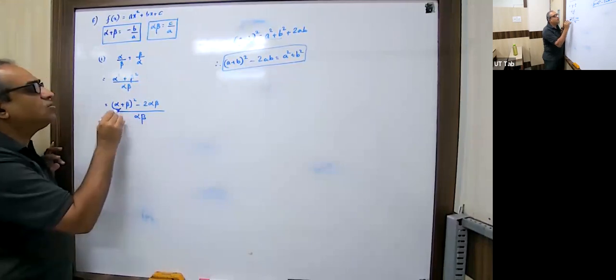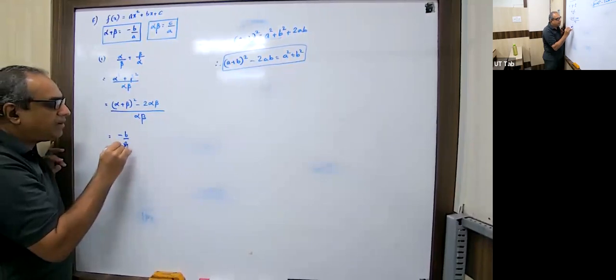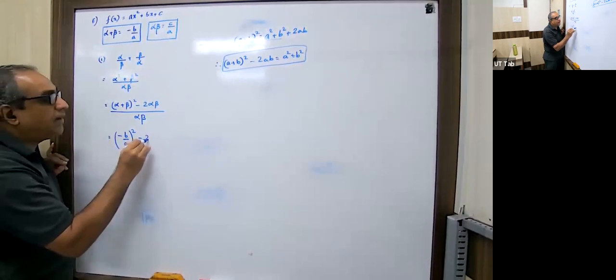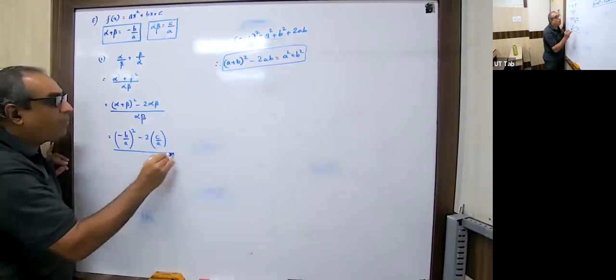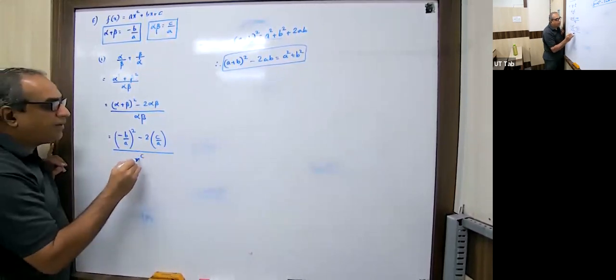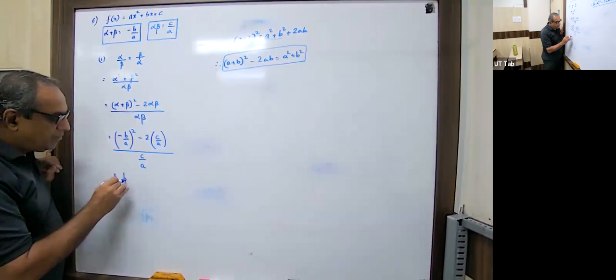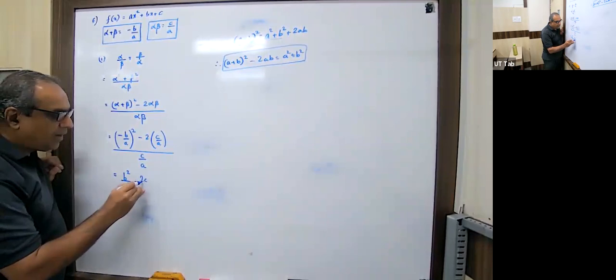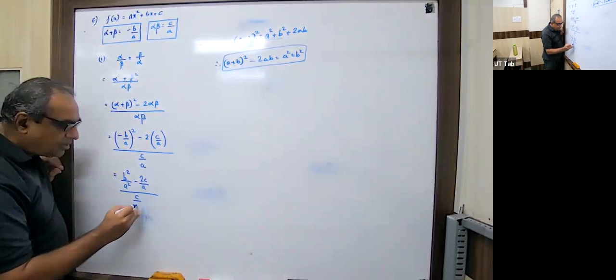Now let me put the values. What is alpha plus beta? Minus b by a. What is alpha into beta? C by a. Whole upon alpha into beta, C by a. Steps. कोई जल्दी नहीं है. B squared by a squared minus 2c by a upon c by a.